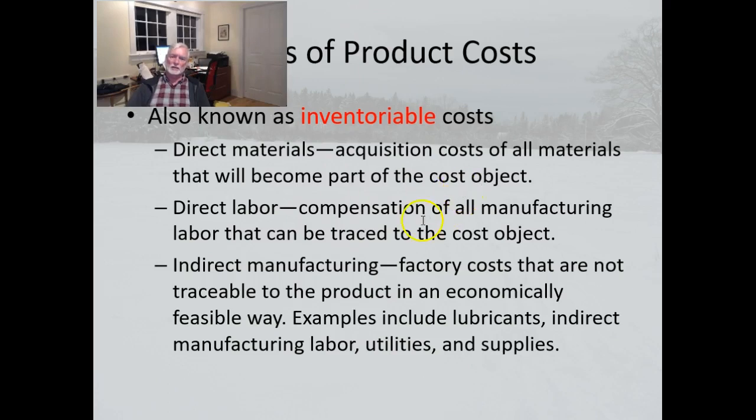So here's your definitional information on direct materials, direct labor, and indirect manufacturing. As each item is purchased or created, we charge them to an asset account, and then when we sell them, we record them as expenses.